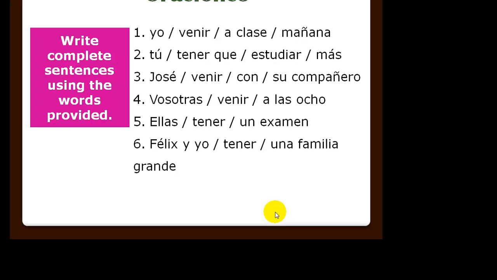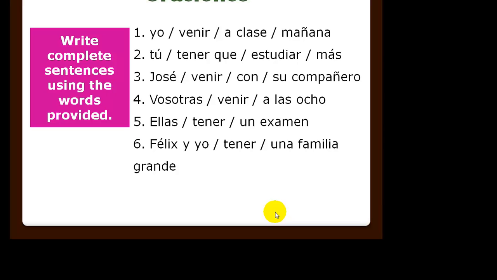Okay, it's now after the pause. So uno is going to be yo vengo. Venir changes to vengo in the yo form, V-E-N-G-O. Yo vengo a clase mañana. What's that mean? It means I'm coming to class tomorrow, or I come to class tomorrow.